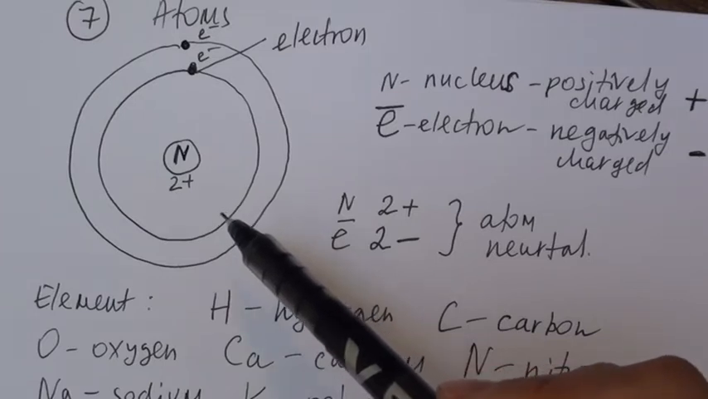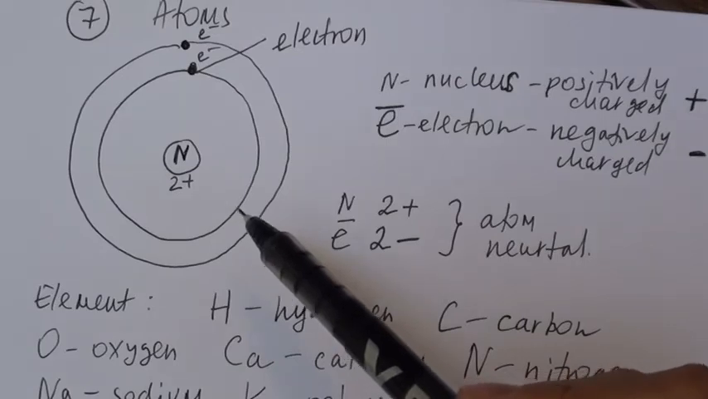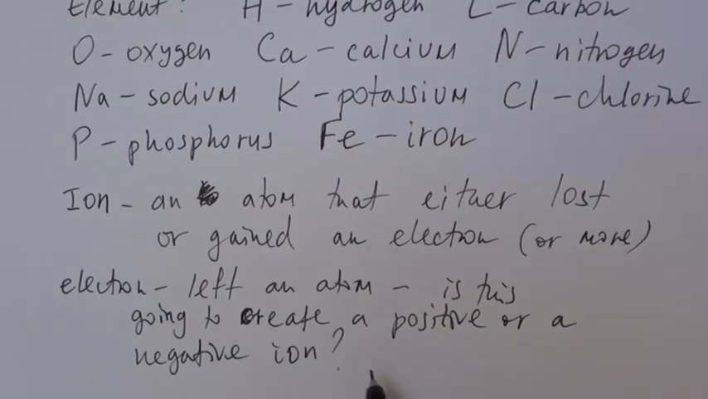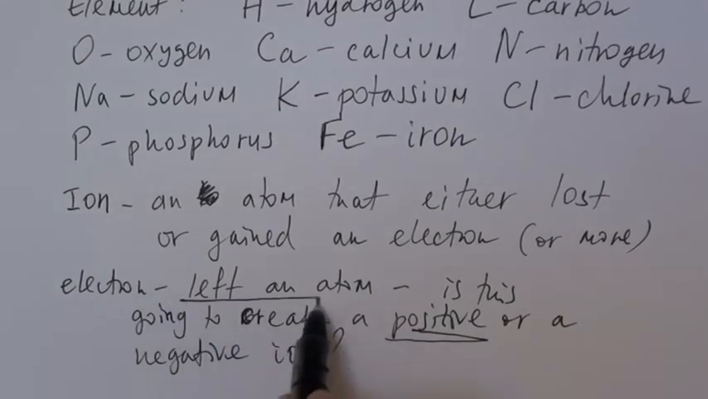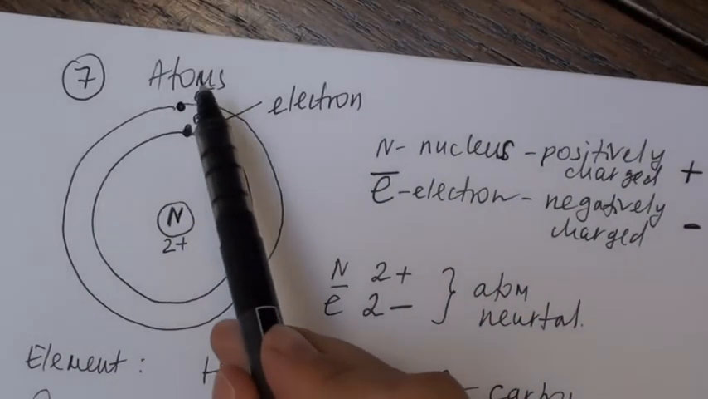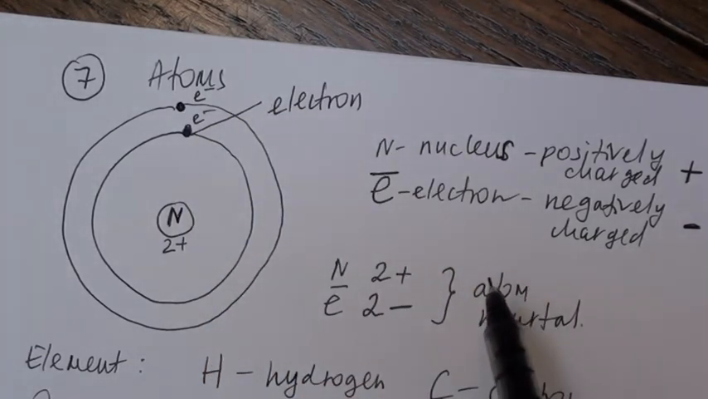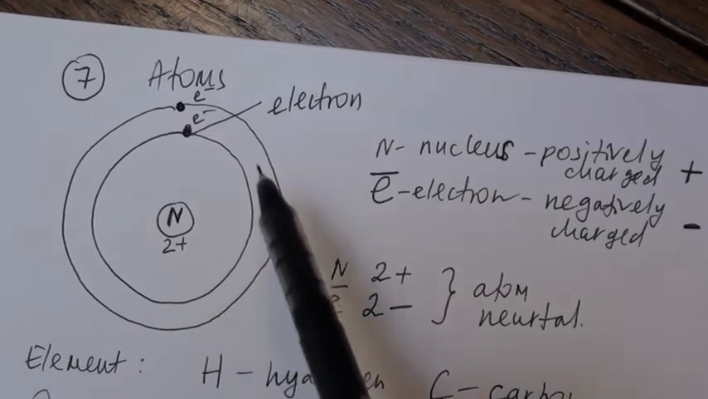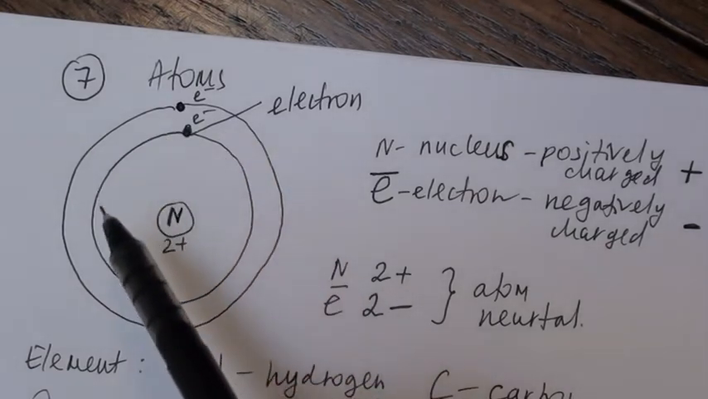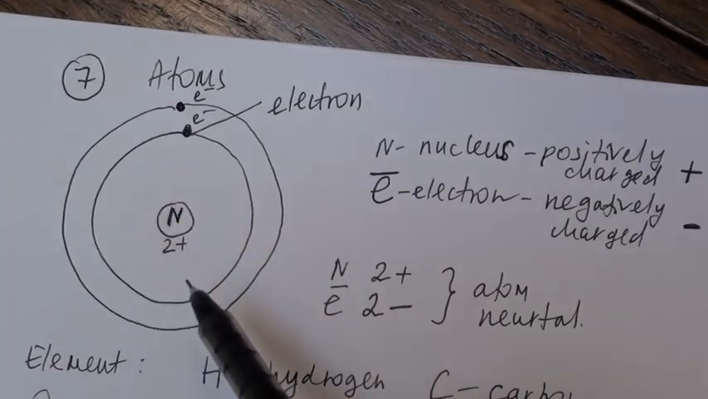And the answer is it's going to be a positive ion, right? So the correct answer is positive ion if an electron left an atom. So why is that? Because if an electron which is negative left an atom which was neutral, then what's left behind is going to be too much positivity, okay? And therefore that positivity is going to create a positive ion.